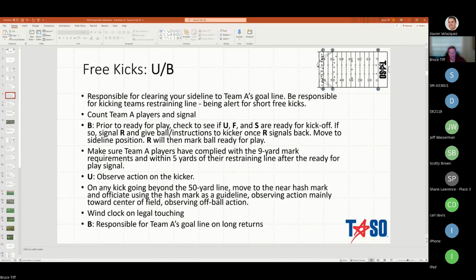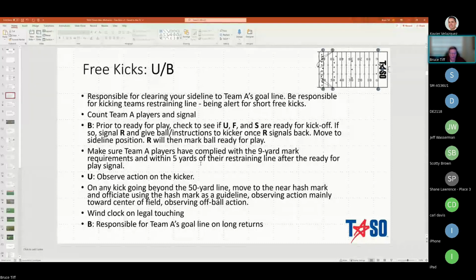So you want to make sure, again, that all Team A players have complied with the 9-yard mark requirement. That means all of them have at some point been inside the top of the numbers, those 9-yard marks. When we blow the ready for play, they can move out after that. And they must be within 5 yards of their restraining line after the ready for play signal.